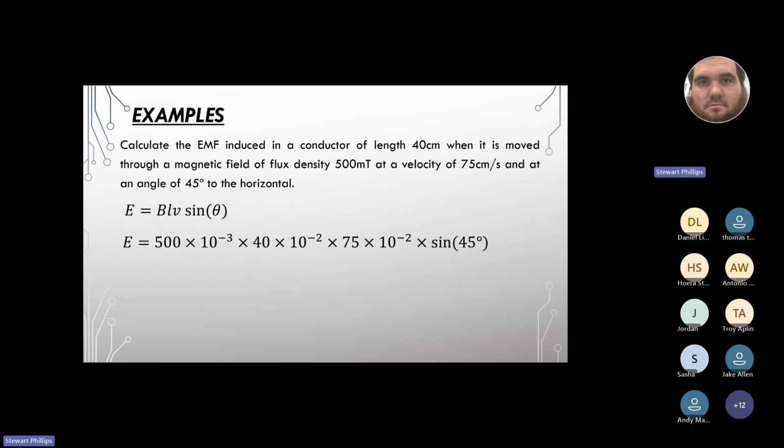Yeah. Cool. So it ends up being 500 times 10 to the minus 3, which gives us 0.5 Teslas. 40 times 10 to the minus 2, which gives us 0.4 meters instead of centimeters. And 75 times 10 to the minus 2 to convert from 75 centimeters a second to 0.75, times the sine of 45 degrees, which gives us 0.106 volts or 106 millivolts.